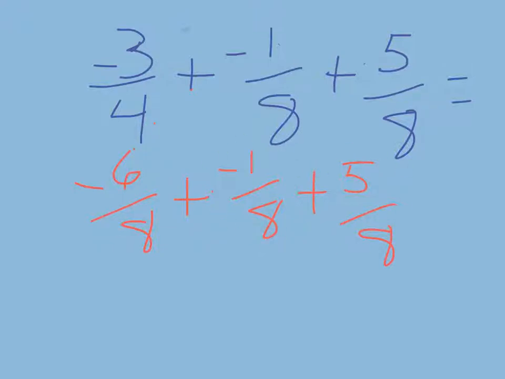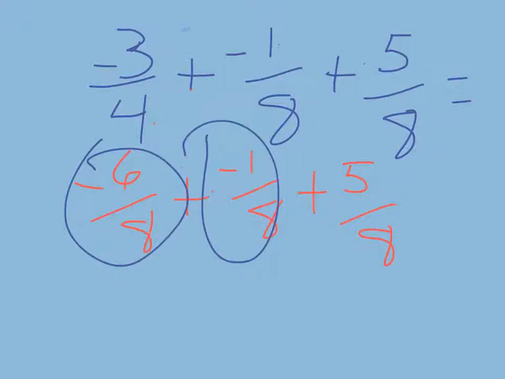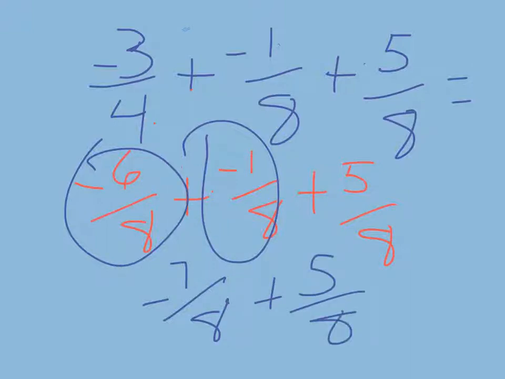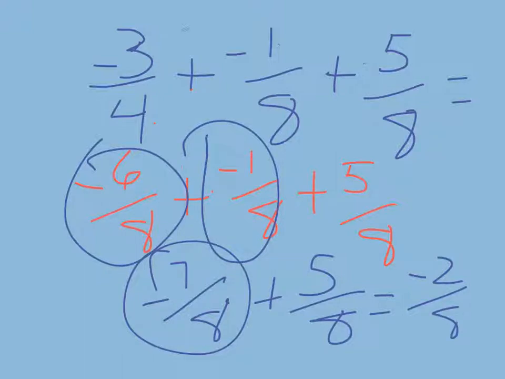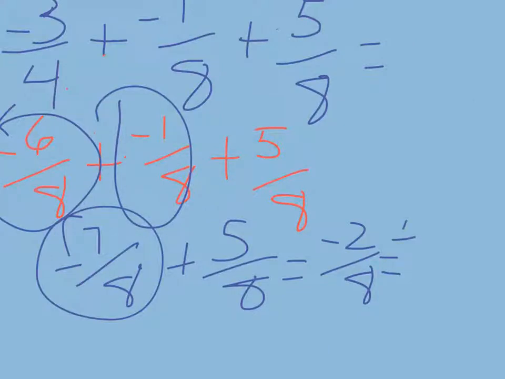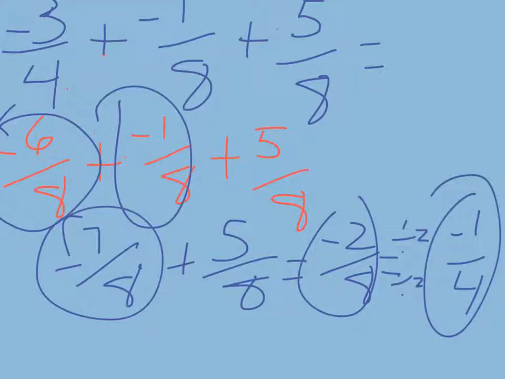Well, I'm going to group my negatives. So I can group negative 6/8 and negative 1/8 and add that together. So a negative plus a negative is more negative. So now I have negative 7/8 plus 5/8. So now who wins? Well, I have more negatives. So the negatives win by 2/8. Oh, and I can reduce that. So I can divide by 2, divide by 2. So negative 2/8 is equivalent to negative 1/4. So the answer to the problem is negative 1/4.